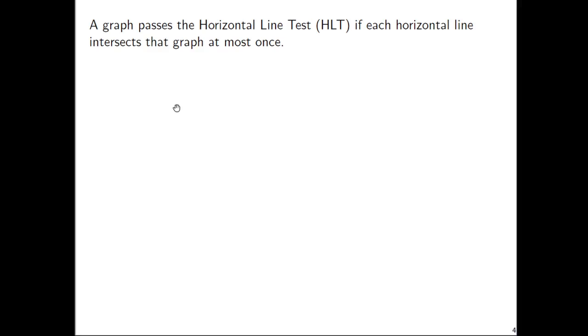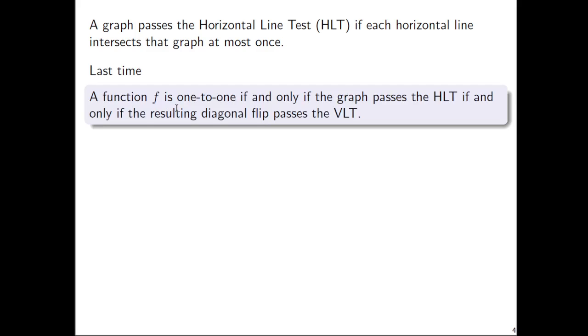Let's recall from last time that a graph passes the horizontal line test, abbreviated HLT, if each horizontal line intersects the graph at most once. That is, a horizontal line can intersect the graph once or not at all, right? And last time we saw the connection between these things.